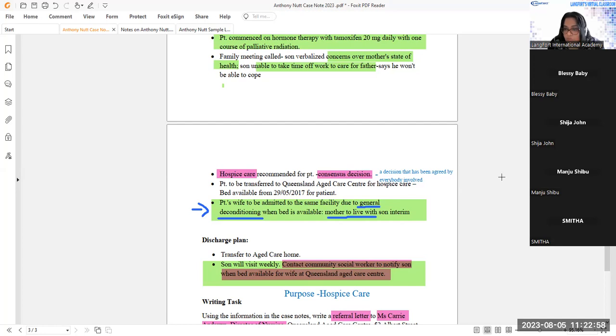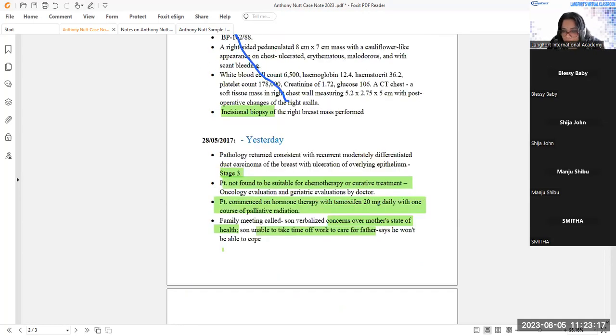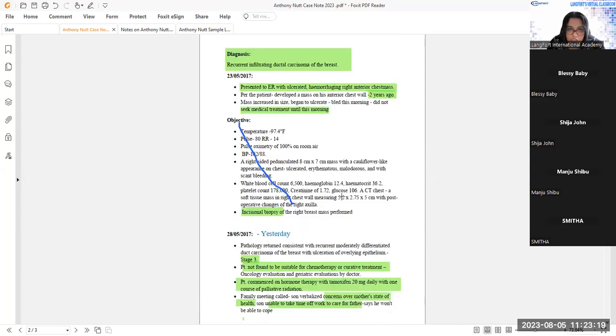Blessy, Shija, Manju, Smita, Asma, Jyoti, are you guys with me? Am I making myself clear? Is the logic behind each and every detail that we have picked out making sense? Do all those things make sense to you guys? Yes, ma'am. Clear, ma'am. All right. Okay. So let's revise. Just go through what are the things that we selected from the second page. All of you.